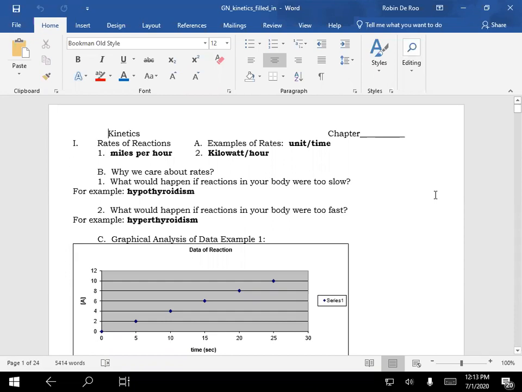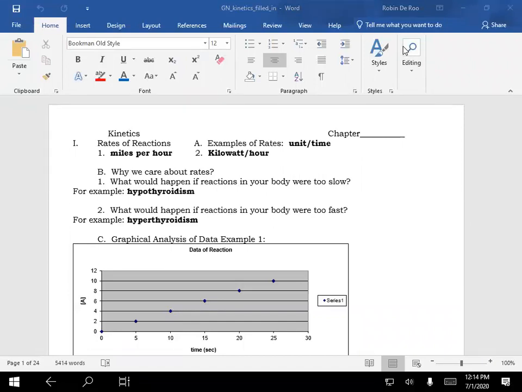We're going to look at kinetics. Kinetics is a fancy word for rates. Because this is a chemistry class, we are more concerned about rates of reactions, but let's look at how rates are used. Typically a rate is a unit of some kind over time.